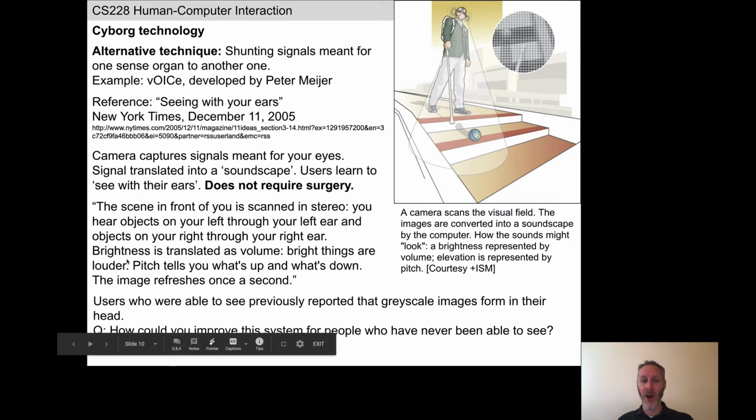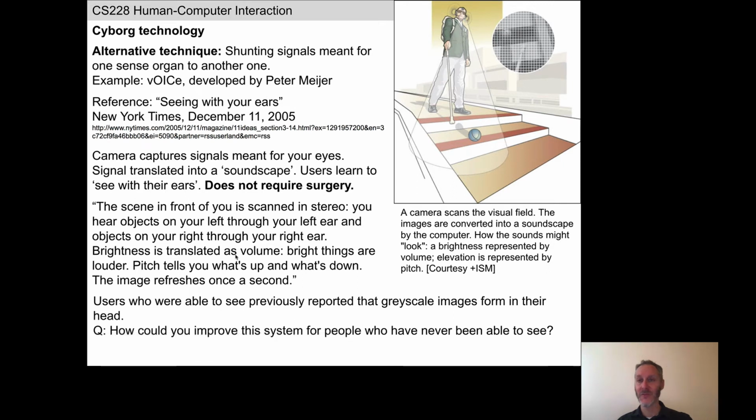Brightness: brighter colored objects are translated as volume. So bright things are louder and dark things are quieter. Pitch: high pitch and low pitch. High pitch is what's higher up in your visual scene, and low pitch is for objects that appear lower in the visual scene. We snap an image from the cameras once a second and translate that into a pulse of sound that they hear. So every second, the user is hearing a different stereoscopic sound at their ears.